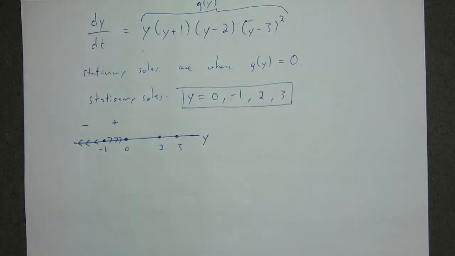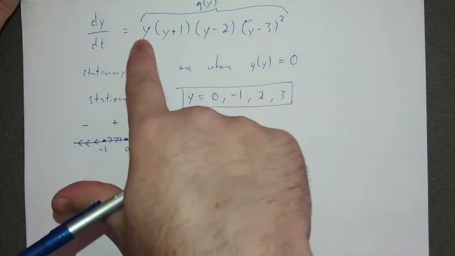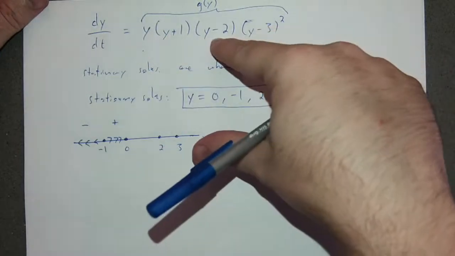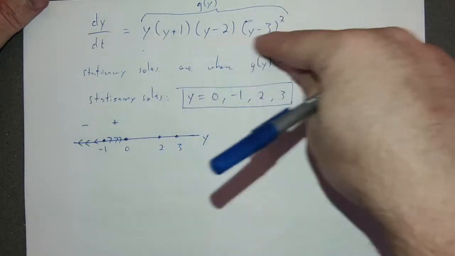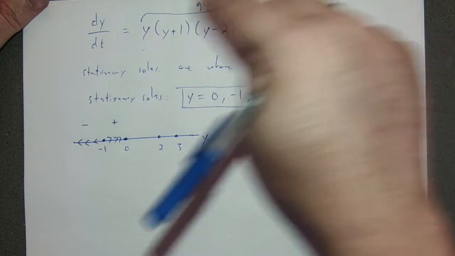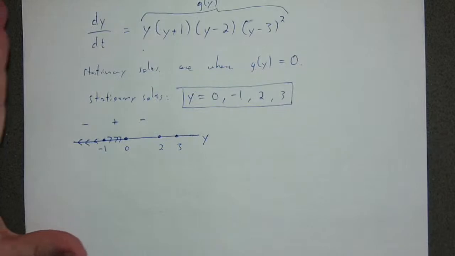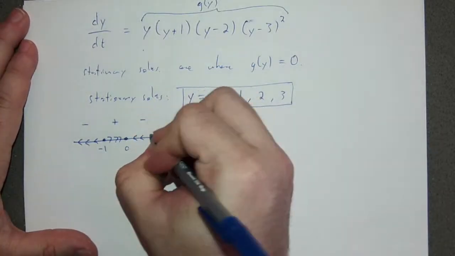Between 0 and 2 here, what's the sign of this thing? So between 0 and 2, now y is positive. Y plus 1 is positive. Y minus 2 is negative. Y minus 3 squared is positive. So positive, positive, negative, positive. So this is a minus. And again, I draw arrows going to the left.